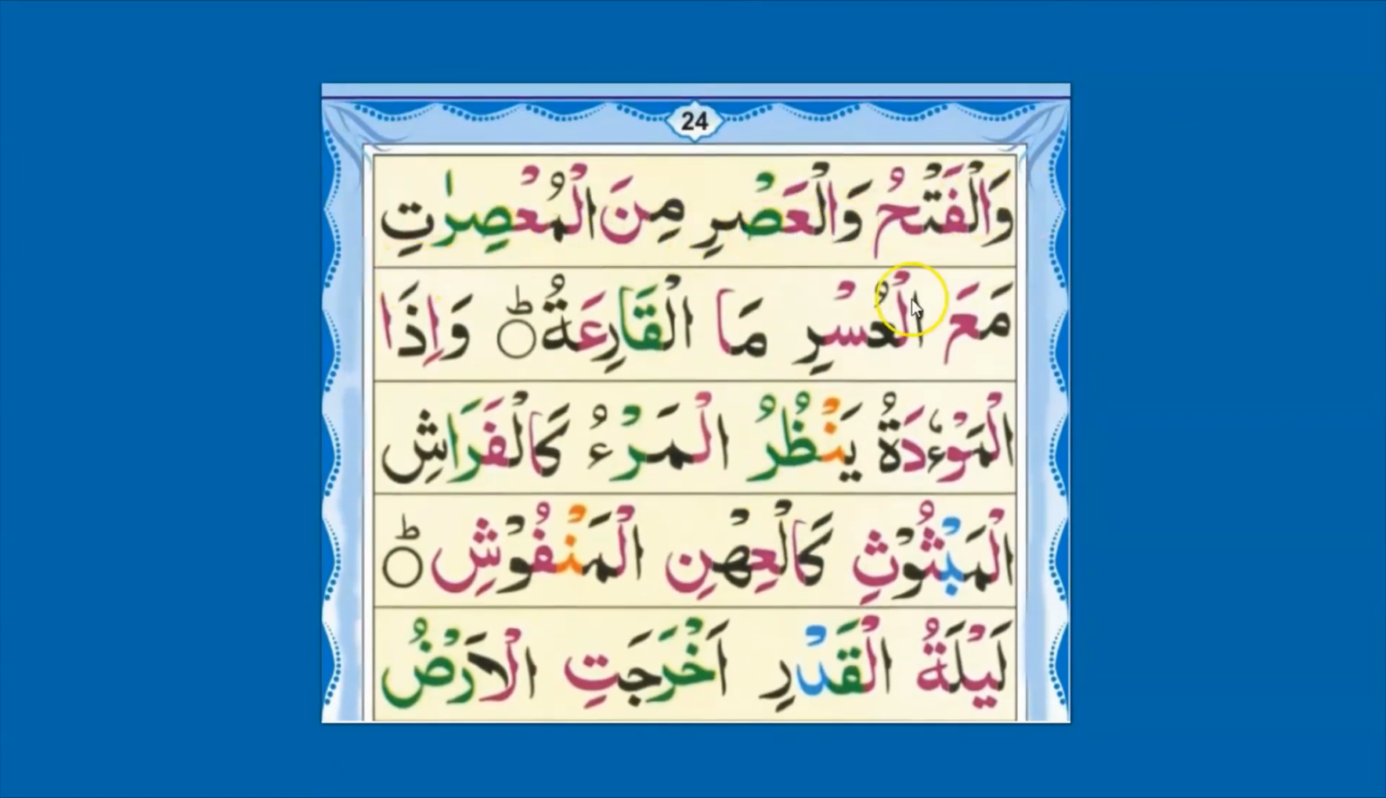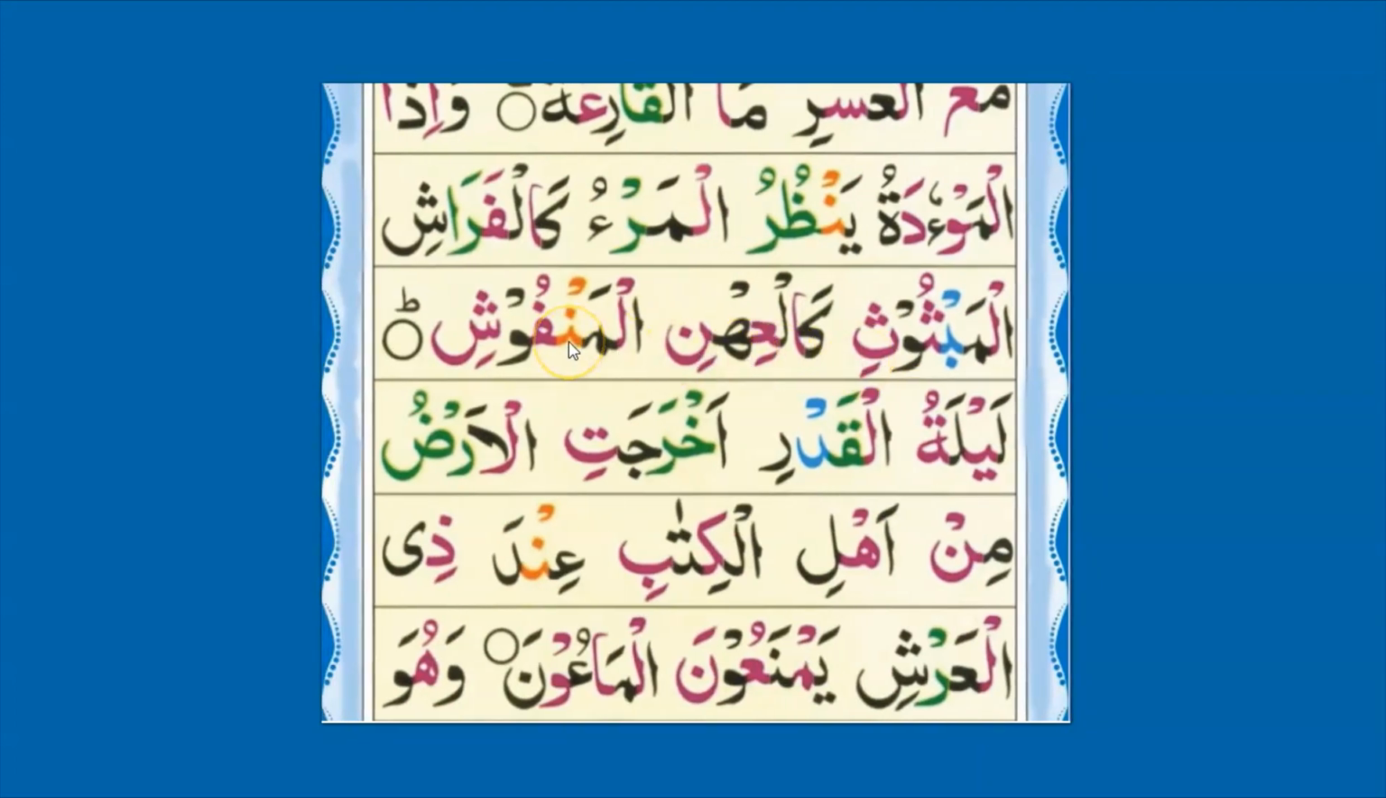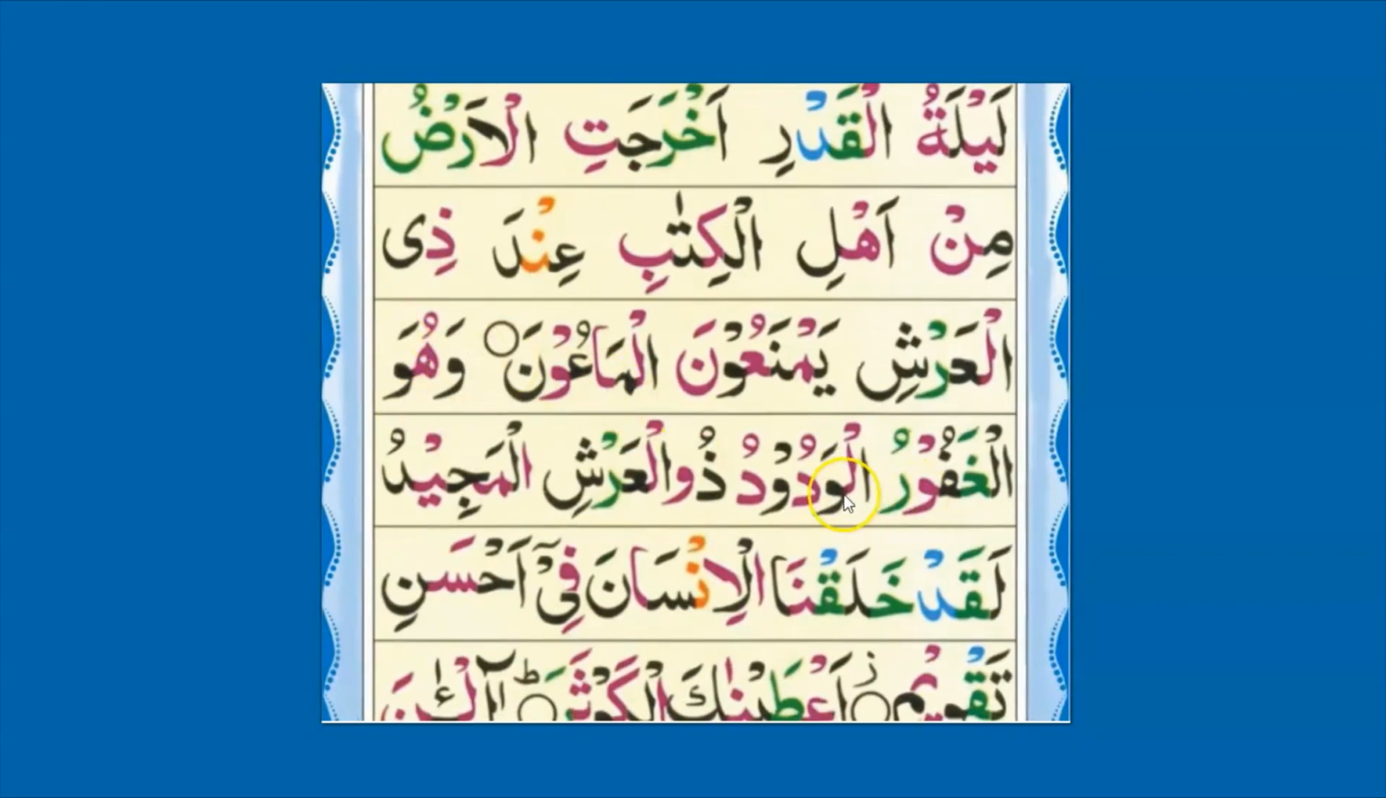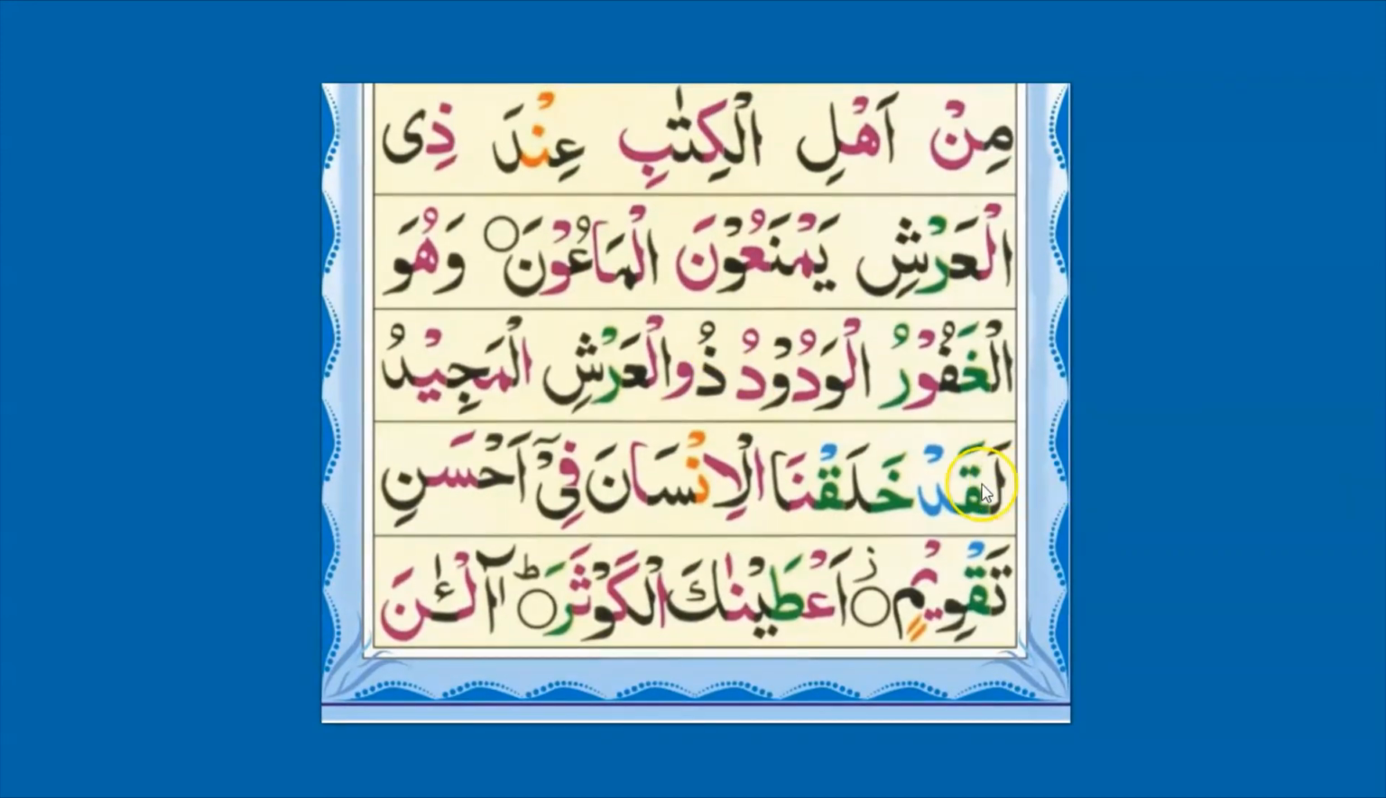والفتح والعصر من المعصرات مع العسر ما القارعة وإذا الموءودة ينظر المرء كالفراش المبثوث كالعهن المنفوش ليلة القدر أخرجت الأرض من أهل الكتاب عند ذي العرش يمنعون الماعون وهو الغفور الودود ذو العرش المجيد لقد خلقنا الإنسان في أحسن تقويم أعطيناك الكوثر.